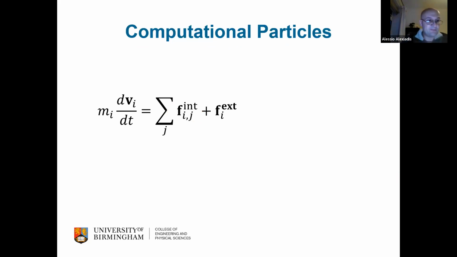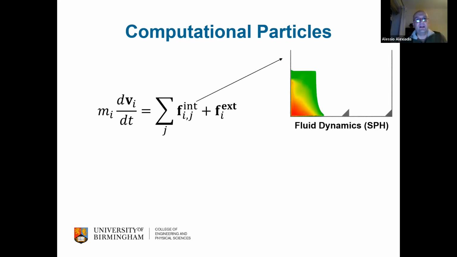It doesn't need to be a discrete object. For instance, in fluid dynamics, there is a method called SPH, smooth particle hydrodynamics. In this particular case, we take our continuum and divide it into portions of matter that we represent as particles. Then we can use the same equation, but this time we have to make sure that the internal forces mimic the pressure and viscous forces occurring in the fluid.